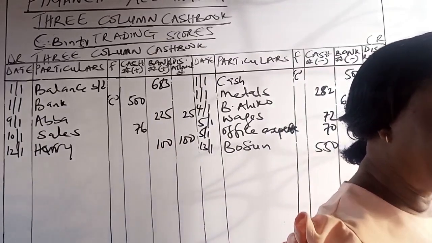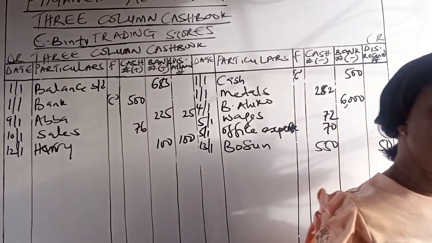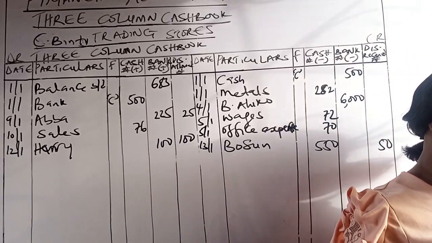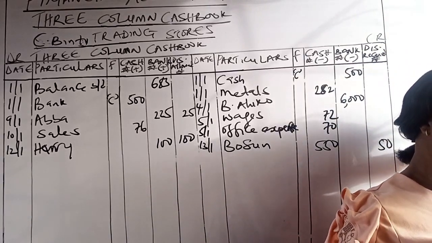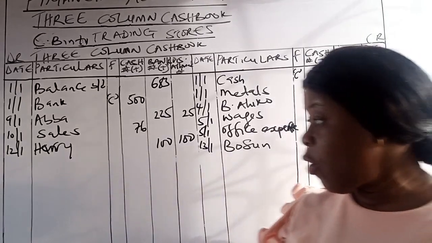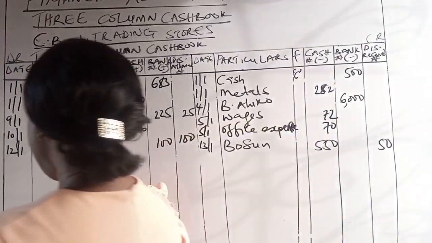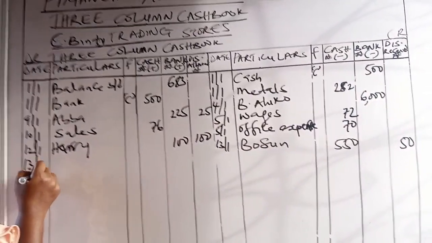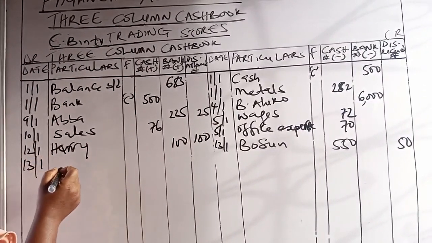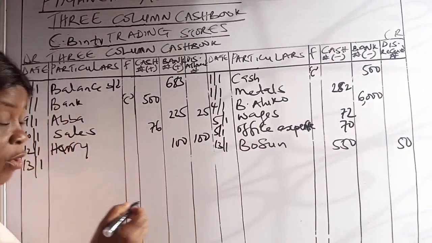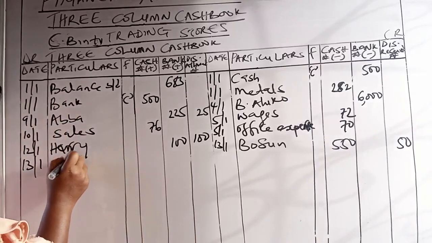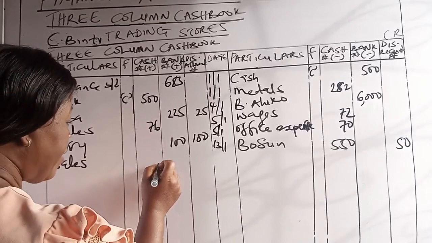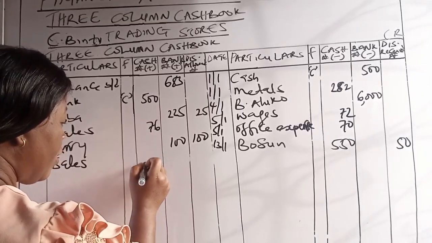Then January 13 again, sold goods for cash 6,000 naira. That's an inflow of cash balance by 6,000 naira. So it should be recorded on the debit side. So in the particulars column, we are writing sales. Then in the column for cash, we will write 6,000 naira.